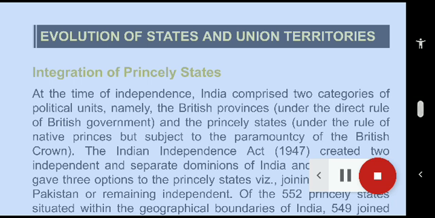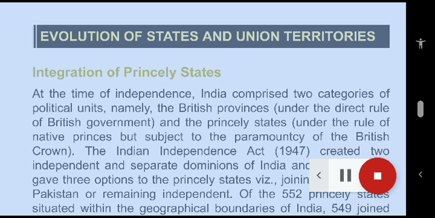Evolution of states and union territories. Integration of princely states. At the time of independence, India comprised two categories of political units, namely, the British provinces under the direct rule of British government and the princely states under the rule of native princes but subject to the paramountcy of the British Crown.